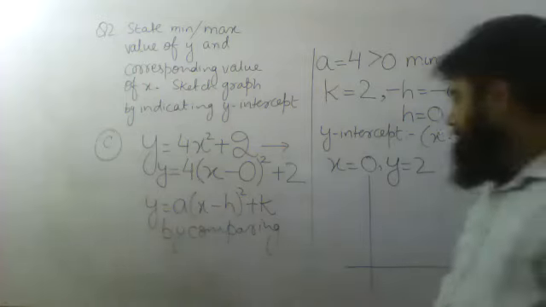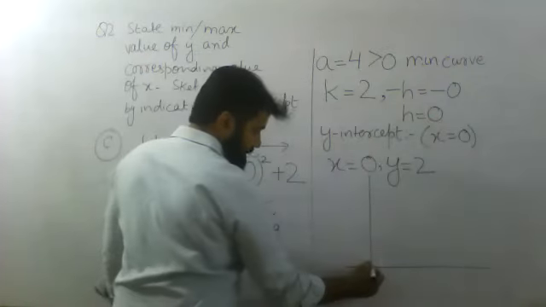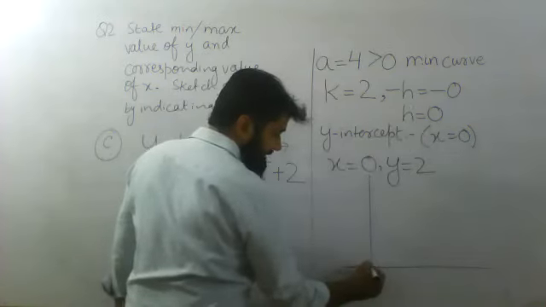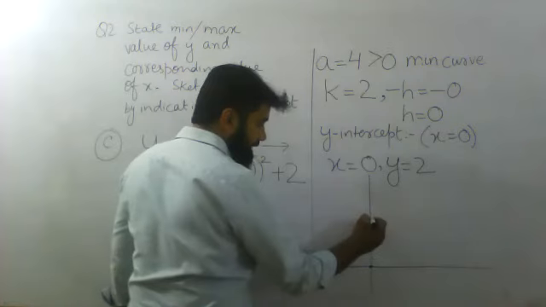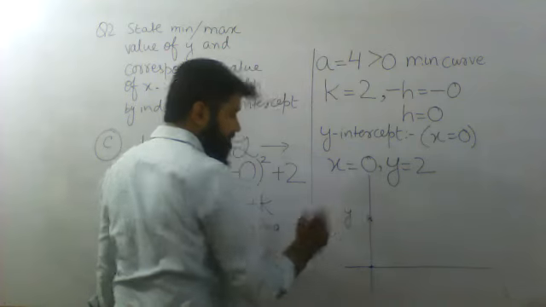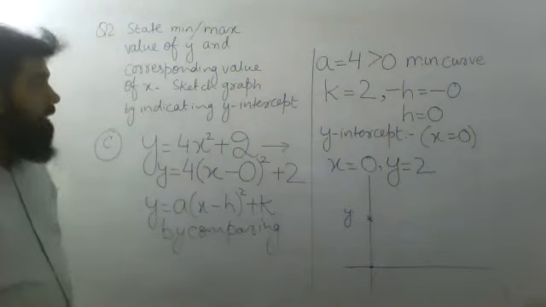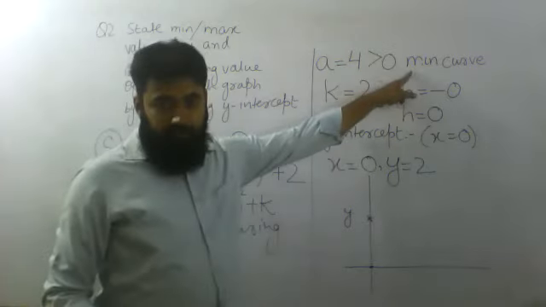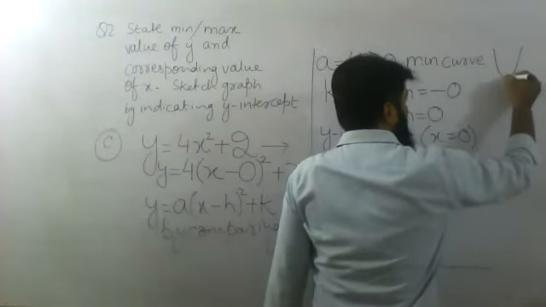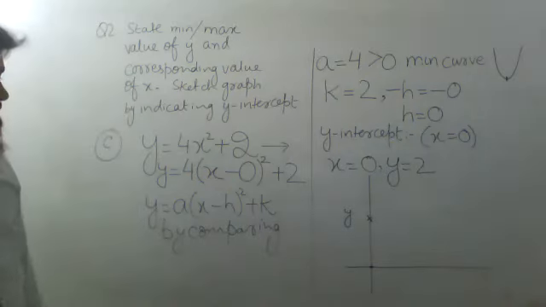First thing, h is 0, k is 2. So h always comes on the x-axis. h is 0, k is 2, which is y also. k represents the y coordinate of the turning point. It will be a minimum curve. Minimum curve means it will be made like this, where the turning point is at the lowest value of y.